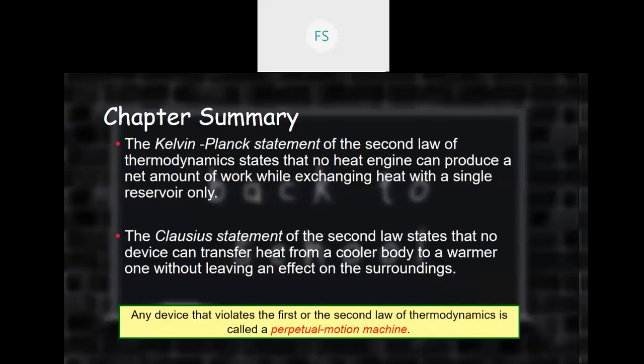And then in the second law, there are two main statements. The first statement is the Kelvin-Planck statement, and it states that no heat engine can produce a net amount of work while exchanging heat with a single reservoir only. And the Clausius statement states that no device can transfer heat from a cooler body to a warmer one without leaving an effect on the surroundings. And any device that violates the first or the second law of thermodynamics is called a perpetual motion machine, PMM: PMM1 and PMM2.